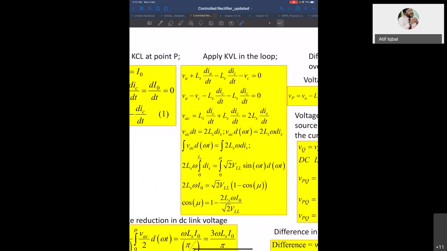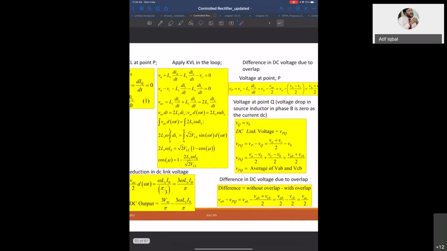And now you put this here. This is minus, okay? So now VA minus VC is nothing but VAC. And both together give 2 Ls di/dt. Now you can write this as VAC dt is equal to 2 Ls dI. Now instead of t, you multiply by omega, multiplying both sides. Now, to get the overlap, you integrate. When you integrate, the current is from 0 to the full value, while the angle is from 0 to mu, because mu is the overlap angle.